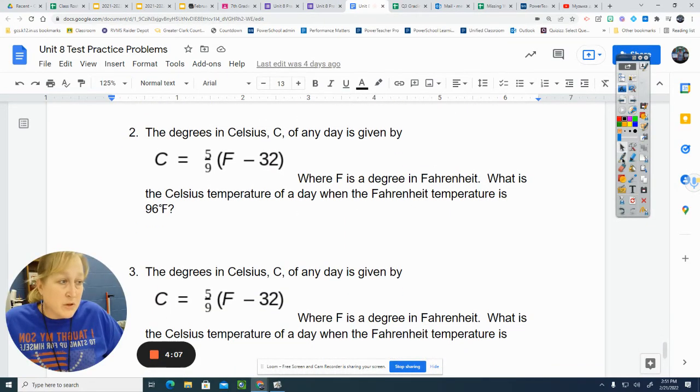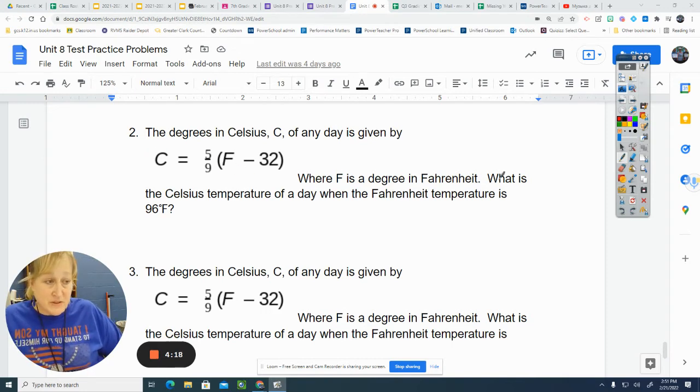Okay, so again, I'm going to do the steps. Step 1, read the problem. The degrees in Celsius, C, of any day is given by this formula, where F is the degree in Fahrenheit. What is the Celsius temperature of a day when the Fahrenheit temperature is 96? So this F goes here, 96. And then the next step will be to do the math inside of the parentheses.